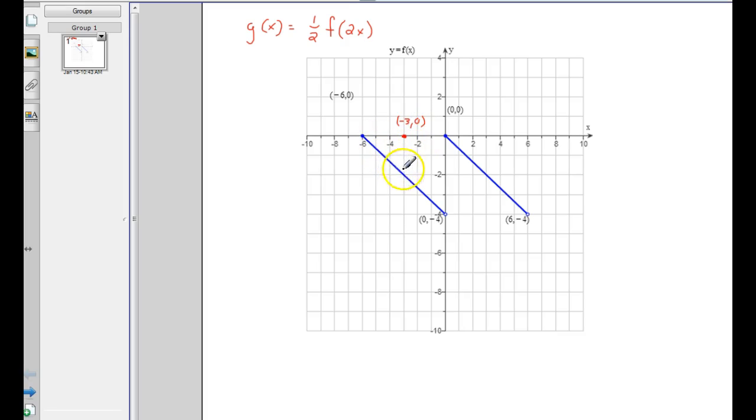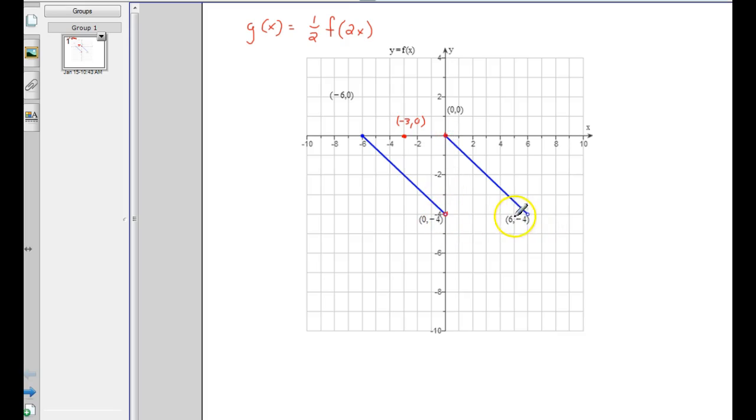Now all these points will be half. If you have 0 and cut it in half, you get 0, so this point will actually stay the same. It won't go away. As will this point, 0, 0. If you double 0, you're still at 0. So this point will also be the same. I closed that one in.